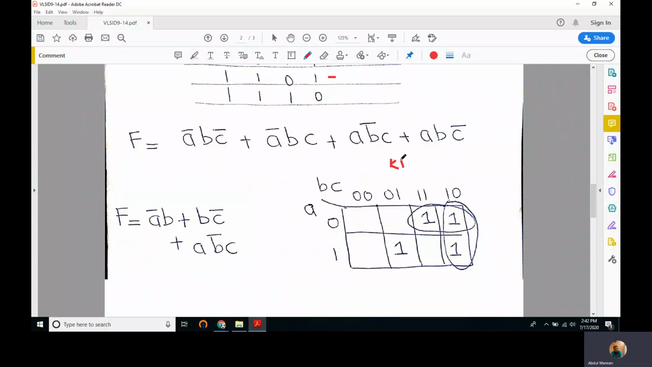And when we solve it using K map, it turns out to be A bar B, because this one is A bar and we have both values of C, therefore it is A bar B, and this is B C bar because we have both values of A, so this is B C bar, and this is not going to make a pair with anyone, so therefore we'll write it A B bar C.